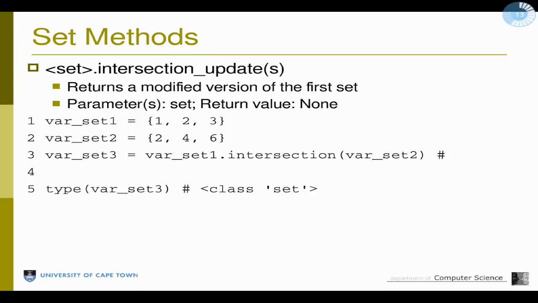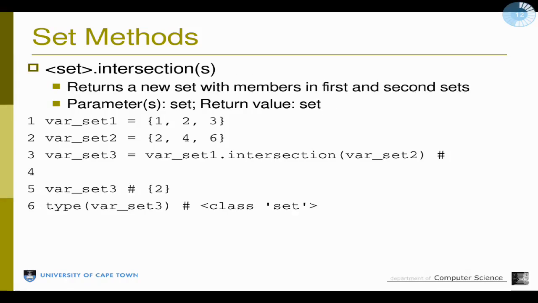But if you look at intersection underscore update, it does something slightly different. The operation is the same. We're interested in what's common between A and B, with the exception that the result is merged into A. In the first case, we are returning a completely new set, but in the second case, we're modifying the first set. Is this making sense? You find a number of methods that have corresponding underbar update methods. The rationale is pretty much the same. Is this making sense?